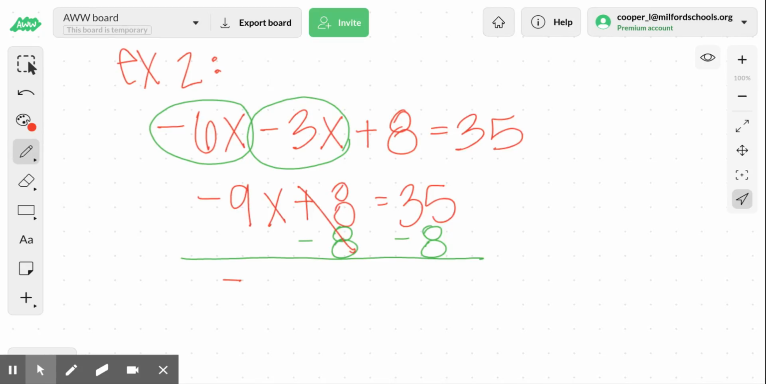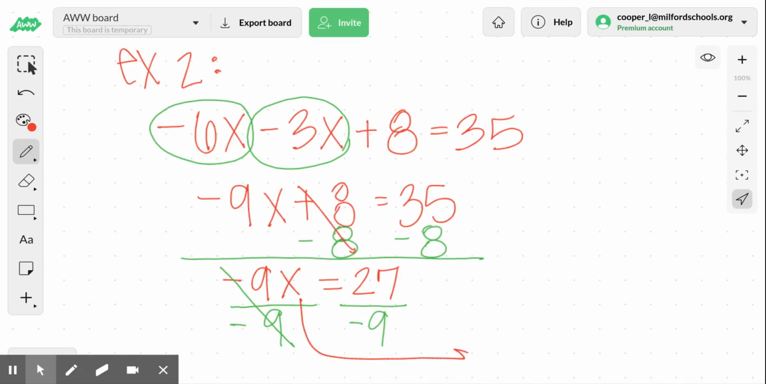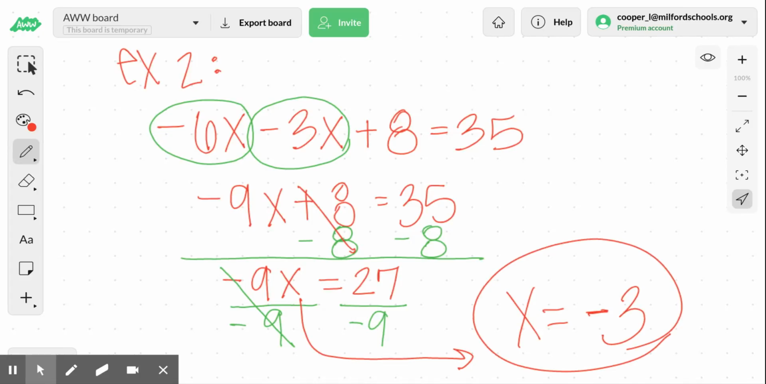Gives me negative 9x equals 27. I'm going to do my final inverse operation, which is to divide by -9. Make sure you're bringing that sign in front with it. That then gives me my final answer. Again, I'm running out of room, so I'm going to go over here. So I'm left with my x, which is what I wanted, isolated by itself. Now you need to do 27 divided by -9, and that is going to give you a -3 as your answer.